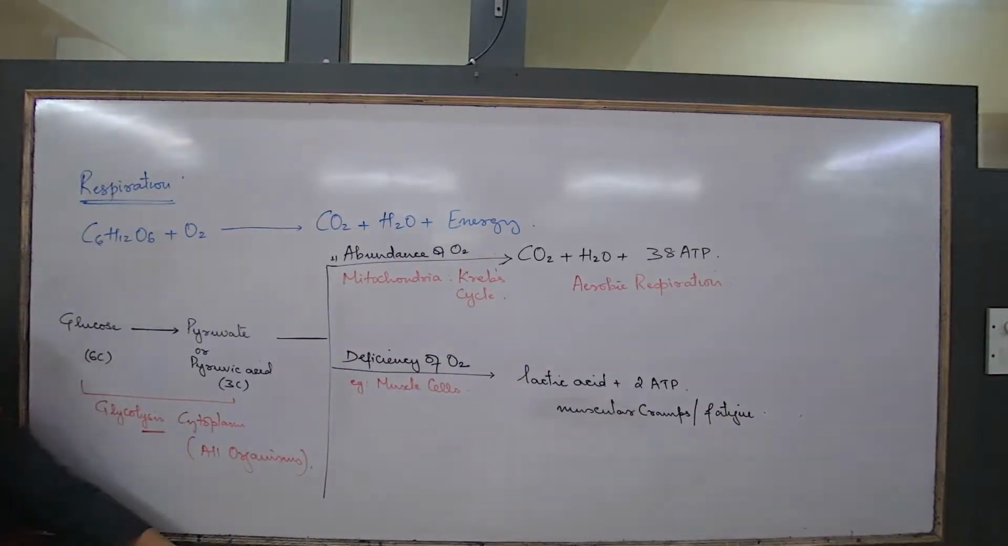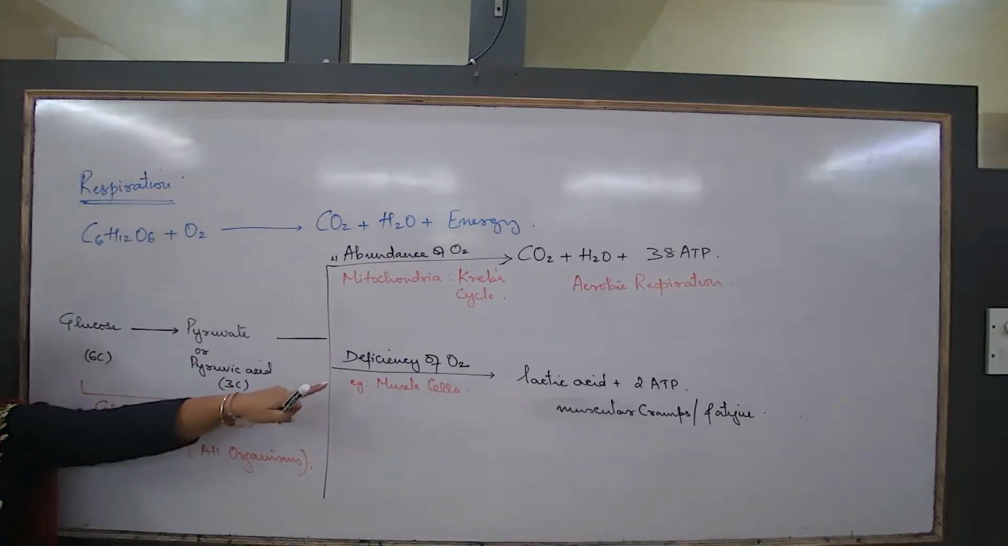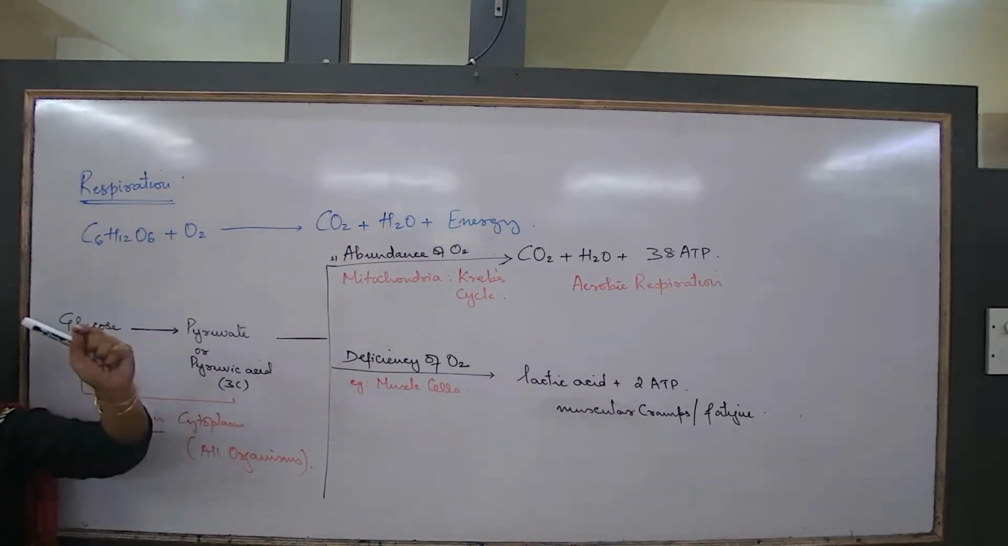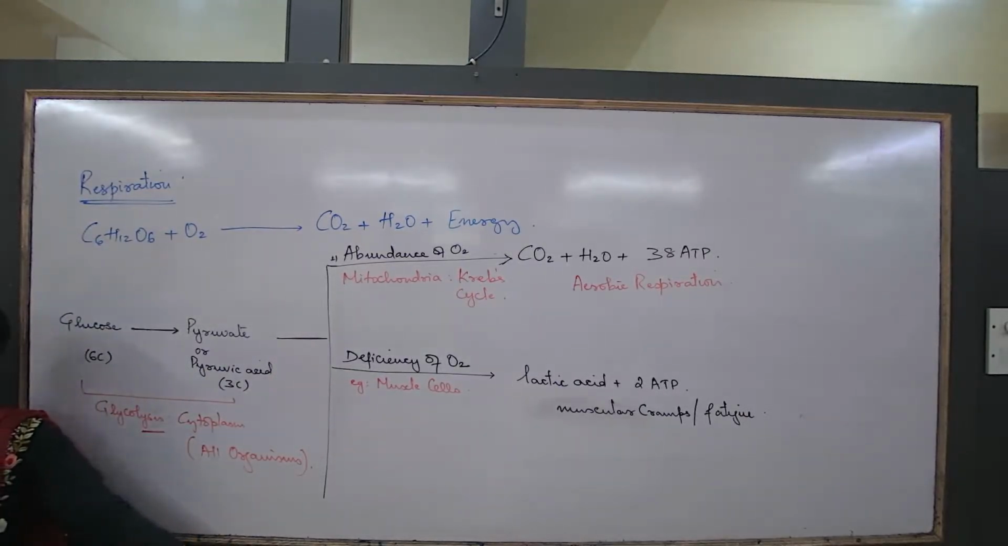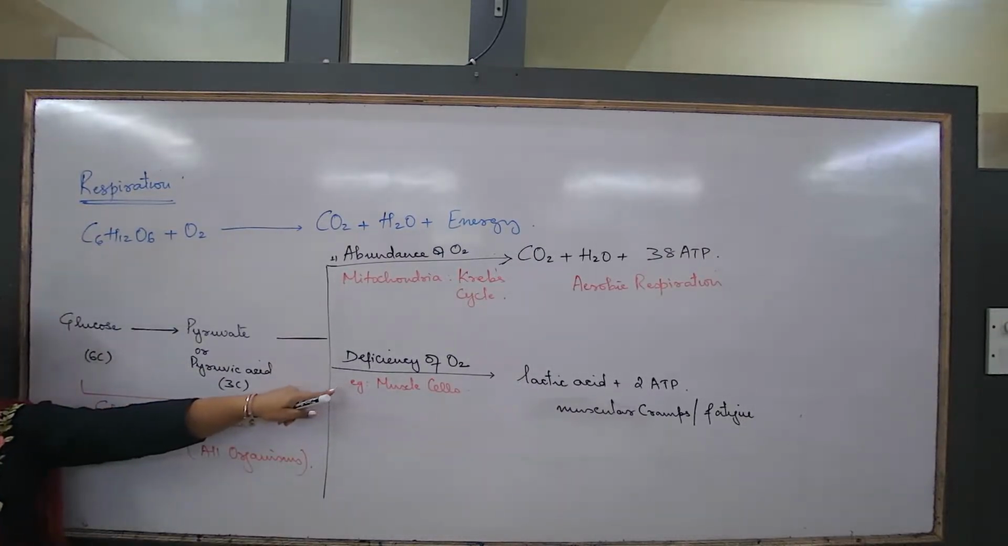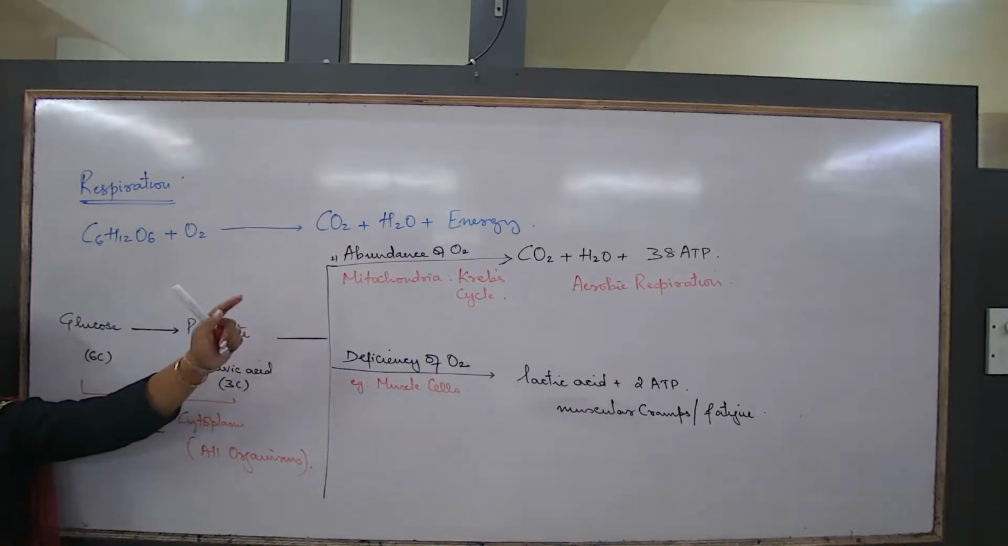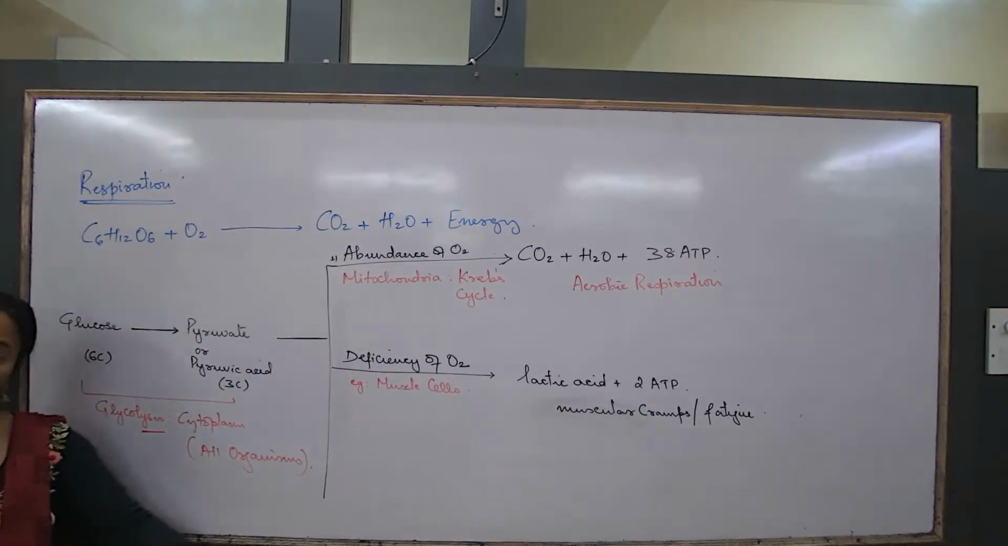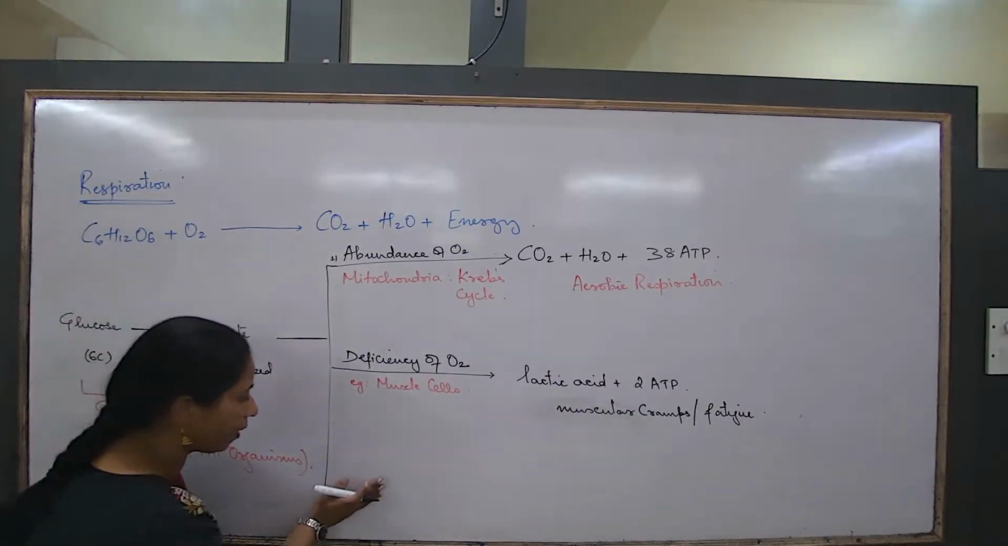So when would the cells of our body start releasing lactic acid? When there's a deficiency of oxygen. Can you write one instance when such a situation happens? When we are running, jogging, cycling, playing, etc. When vigorous muscular activity is happening.